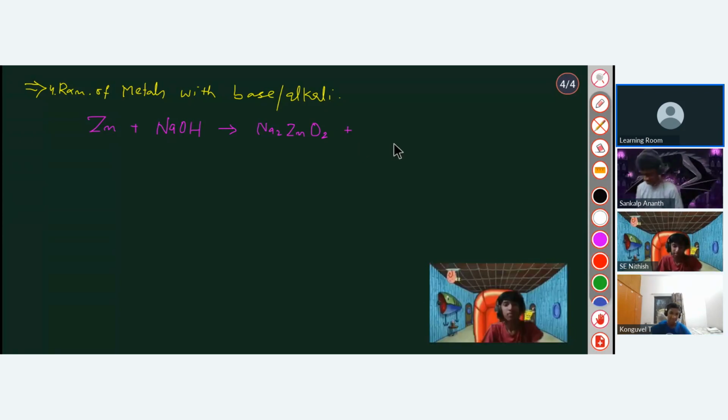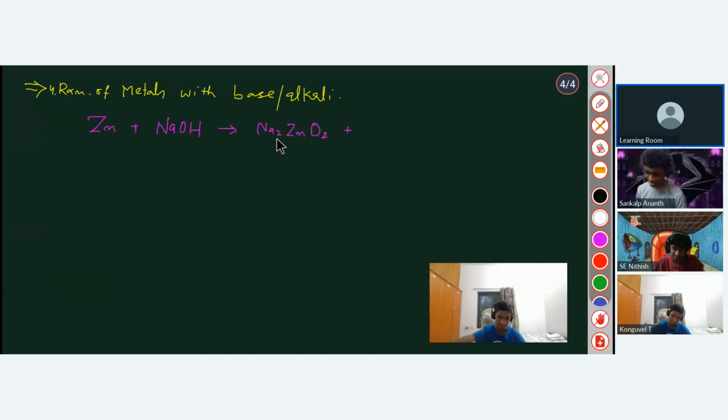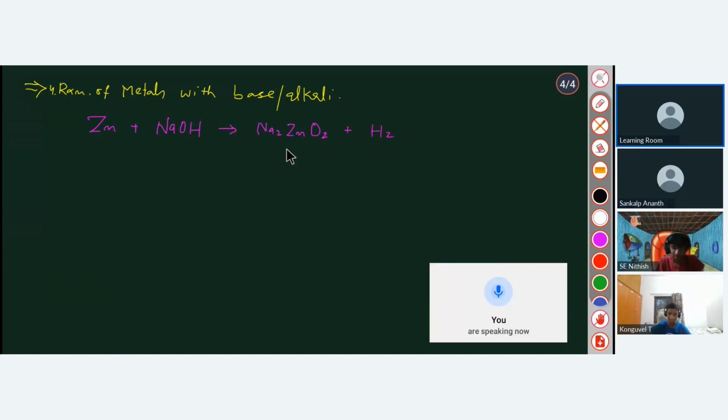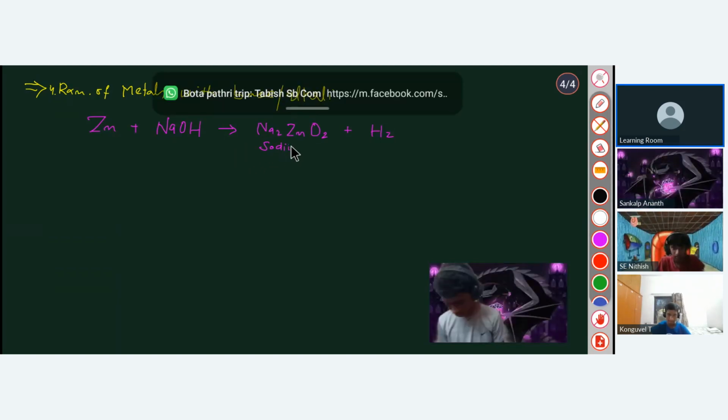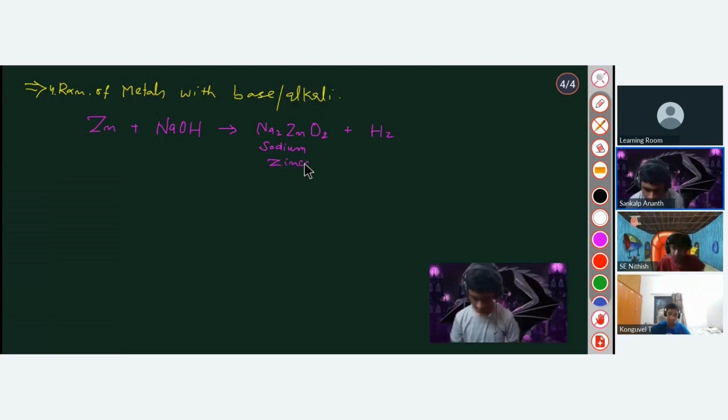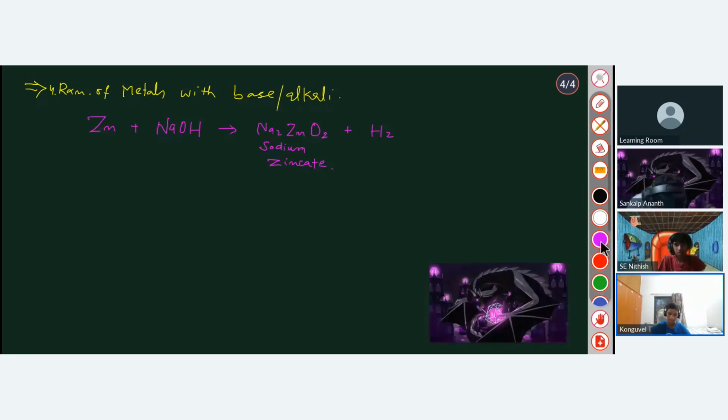Now here, sodium and this will be the salt. That is sodium zincate, and then you will get hydrogen also here. This is known as sodium zincate.